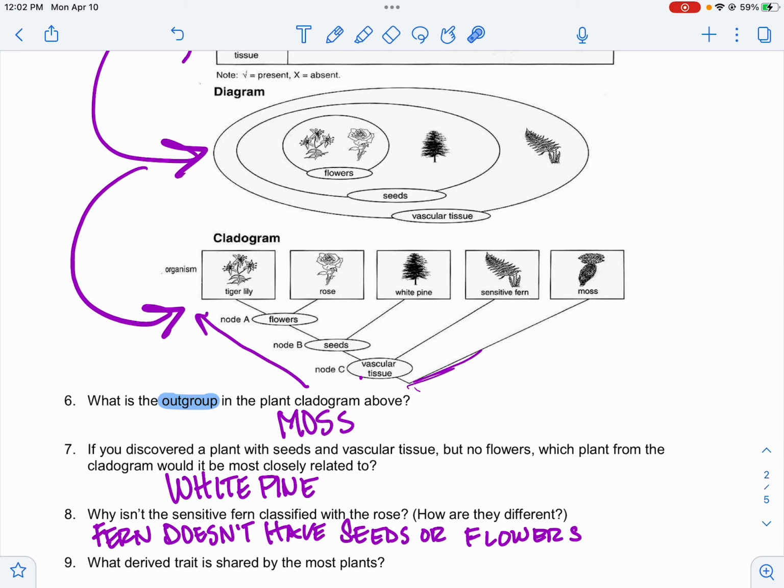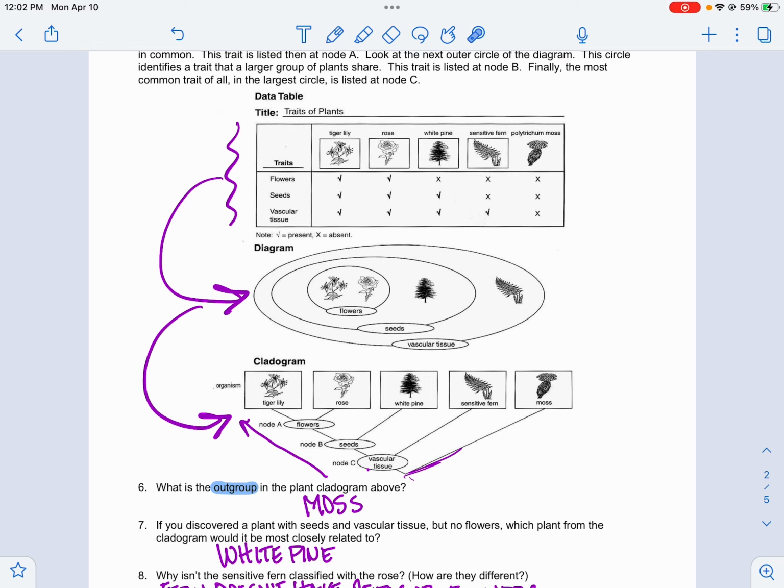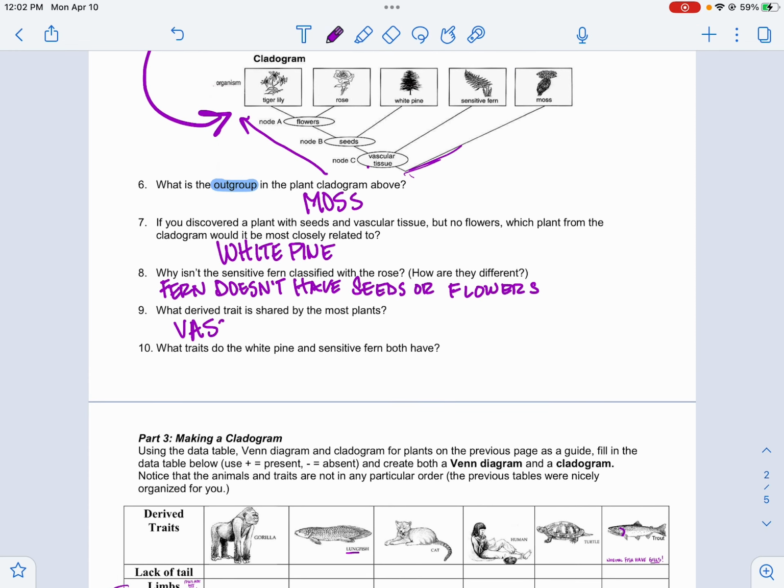Number 9, what derived trait is shared by the most plants? Okay, the most plants, if we read this cladogram, right, are going to have vascular tissue because that evolved. Remember, we're reading in this direction, kind of time is going this way. So vascular tissue is the first major derived trait that evolved based on this cladogram. You can also look up here at the chart, right, and pretty much all the organisms have vascular tissue. Remember, moss is that outgroup, so it doesn't have any of the derived traits. So we're going to write vascular tissue, okay? And vascular tissue is just referring to structures that will move around nutrients and water within a plant.